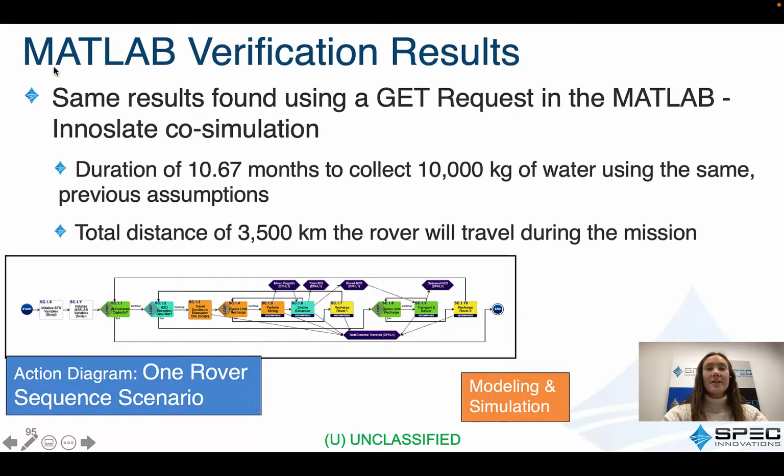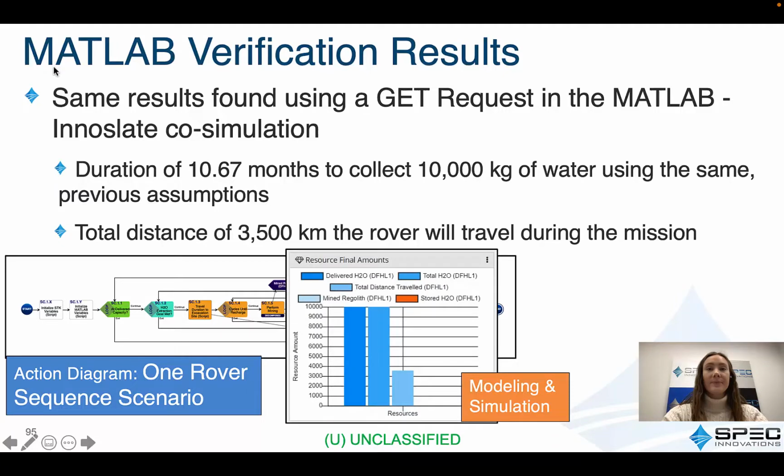After running the Innoslate action diagram in either the discrete event or Monte Carlo simulators, the same results during the first co-simulation were found. A GET request was used to retrieve the velocity vectors from the STK model to calculate a mission duration of 10.67 months and total distance traveled of 3,500 kilometers. A more detailed description of this process, including how to create this STK model, the action diagram, and the MATLAB function with its data settings, will be recorded at a later date. This will also be uploaded to the Rover series.